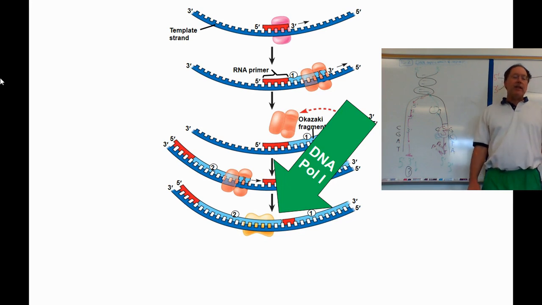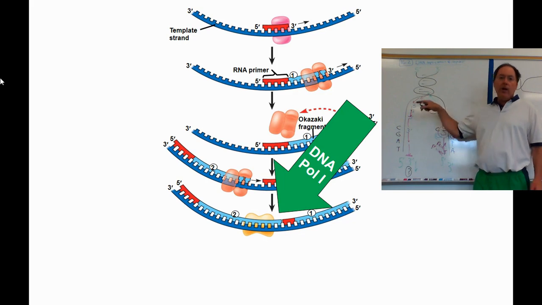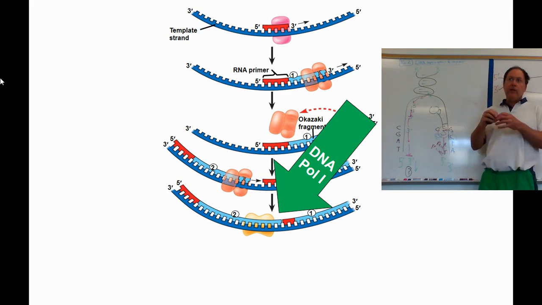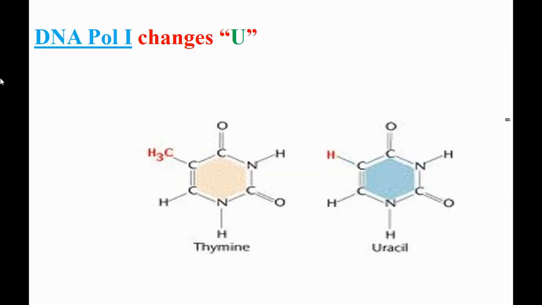DNA polymerase I is the thing that's going to come in, and it's going to actually take away all these RNA nucleotides and create DNA where RNA once was laid down as a primer. That's DNA polymerase I's job. Remember, it's going to change a U to a T, and I said it's also going to change the sugar from a ribose sugar to a deoxyribose sugar.